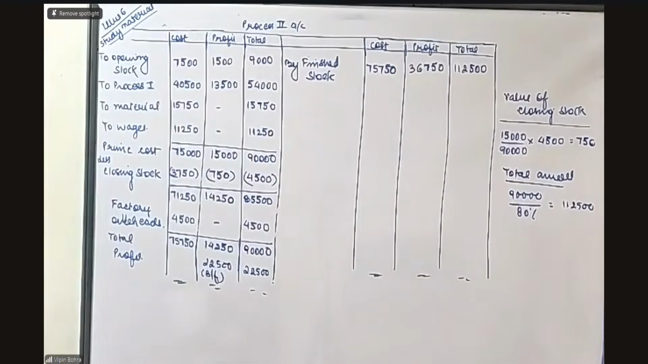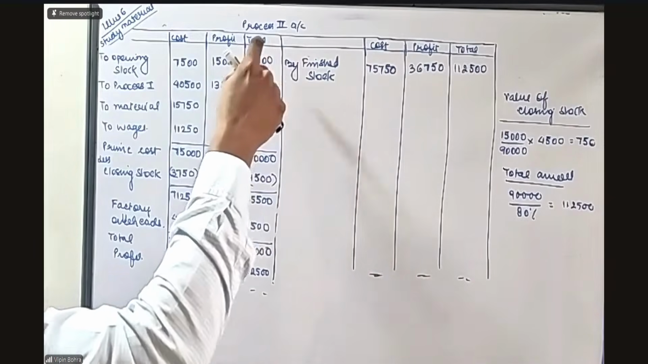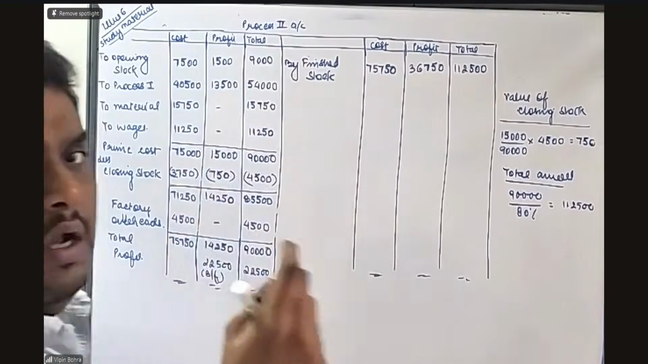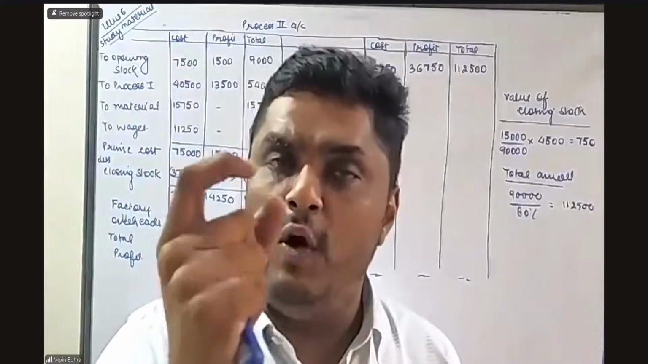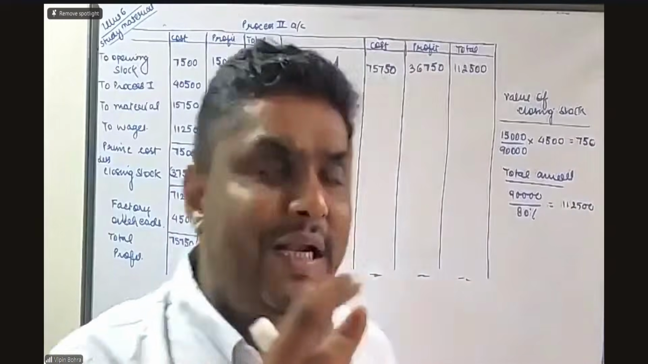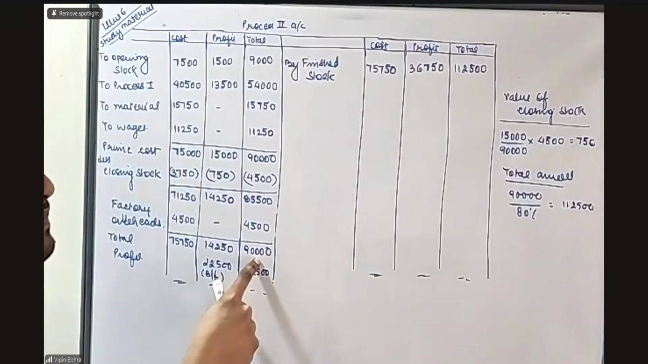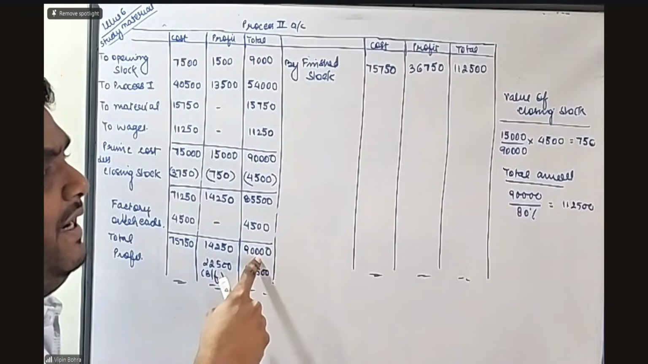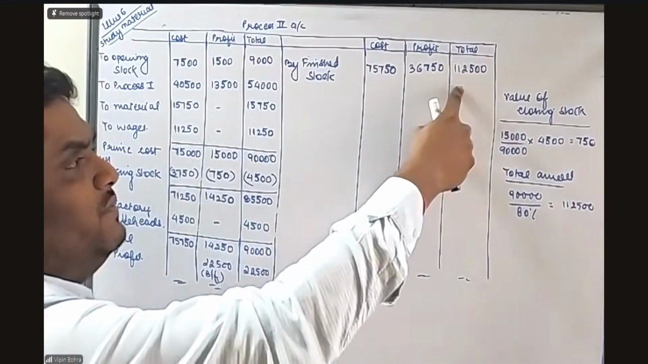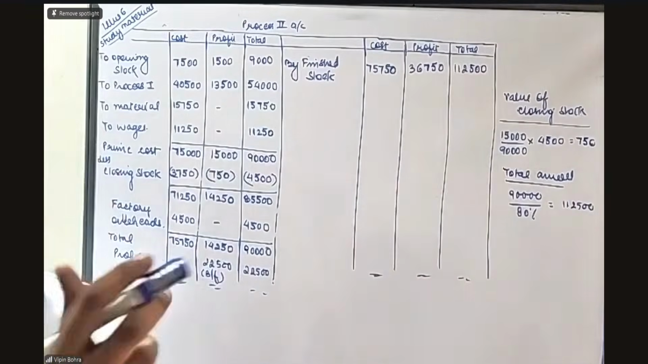See, this will not be 54,000. See, 9,000 is my opening stock. The cost of the units that are transferred from process second perspective, this will be 90,000. Now we'll be adding profit in 90,000 to get the total sales value, that is 1,12,500.